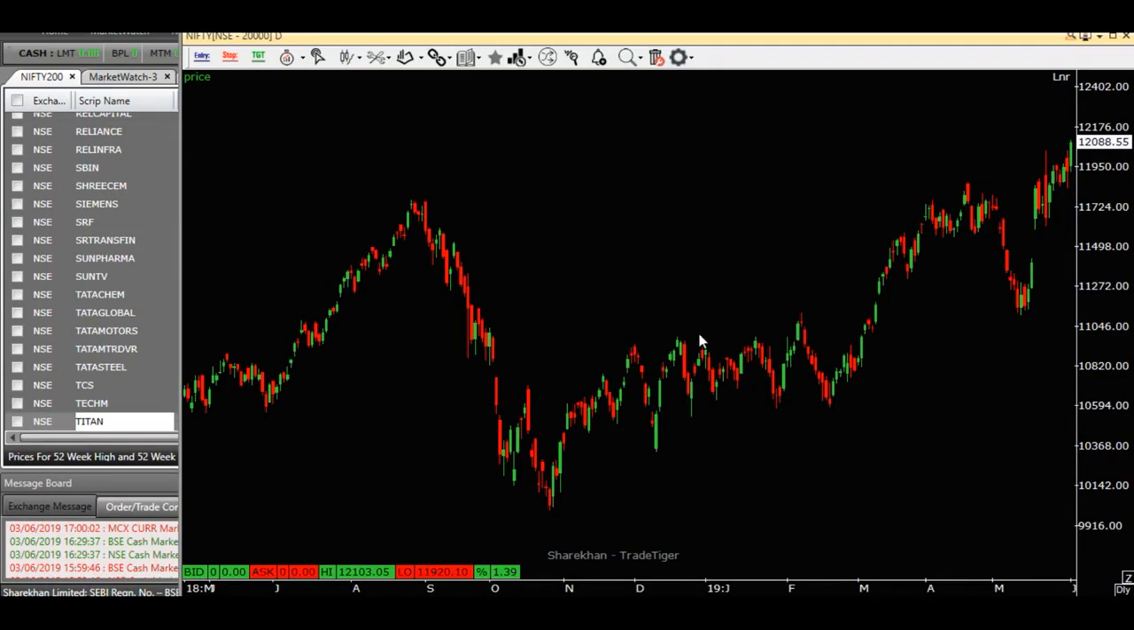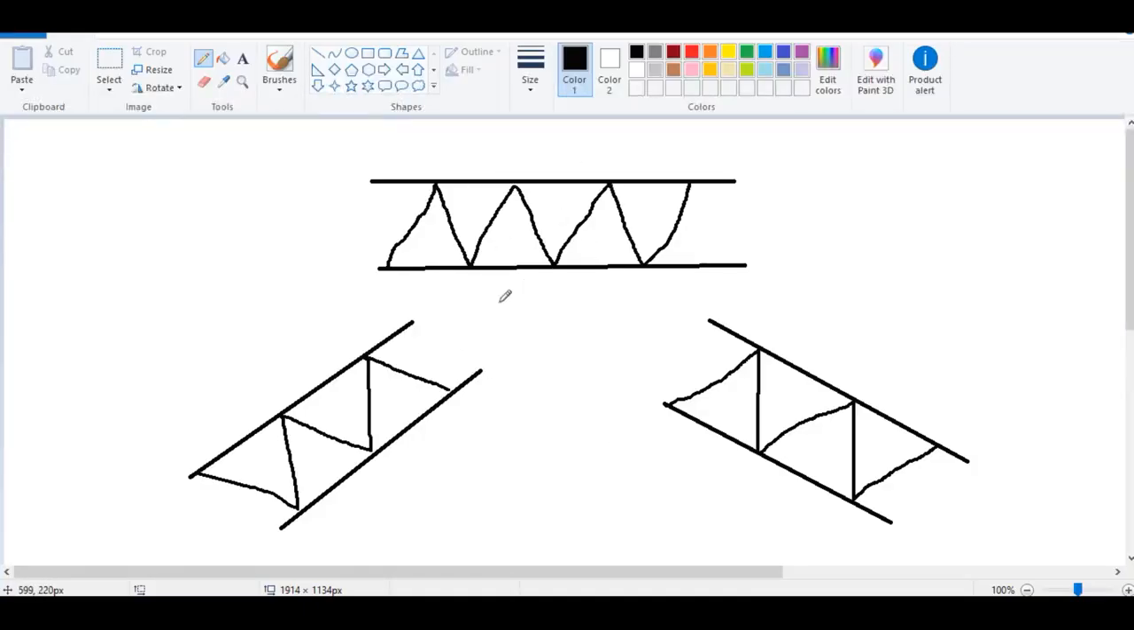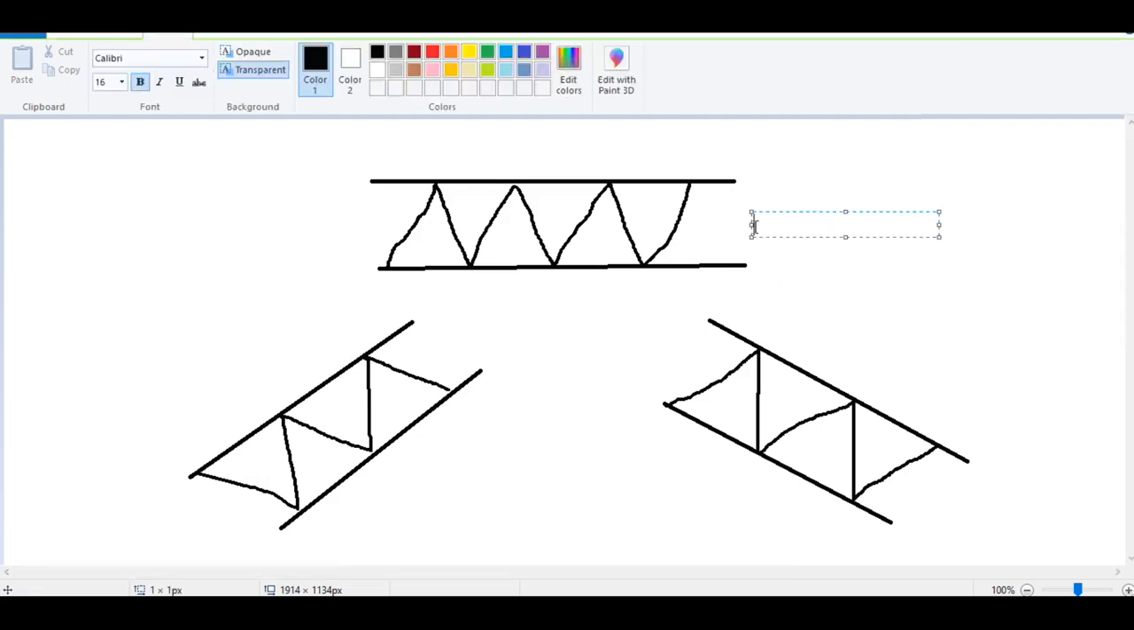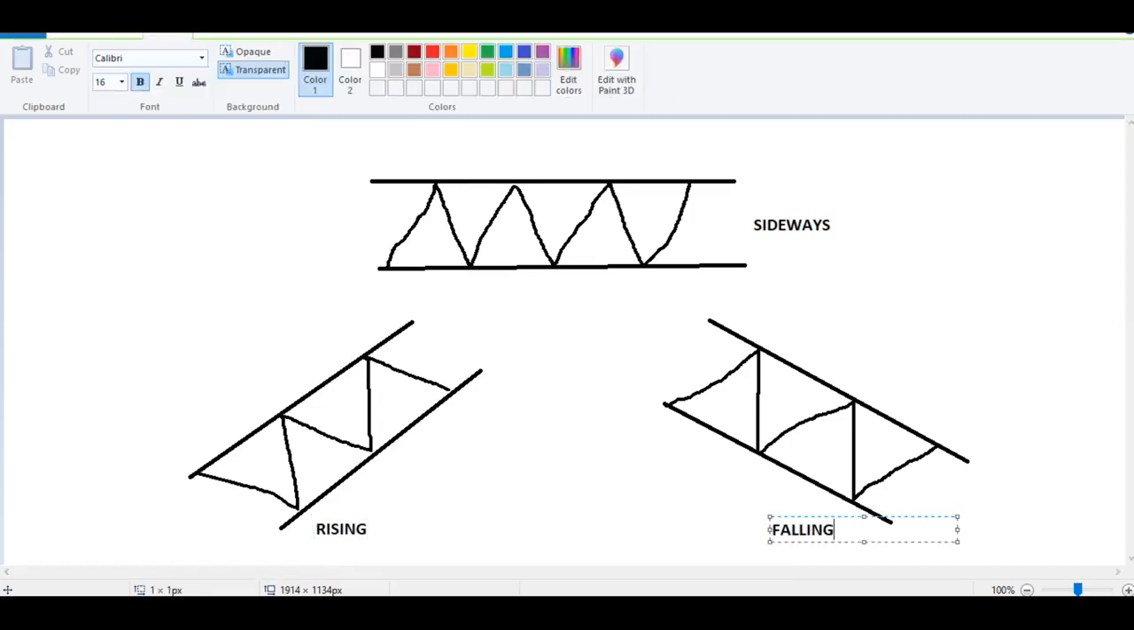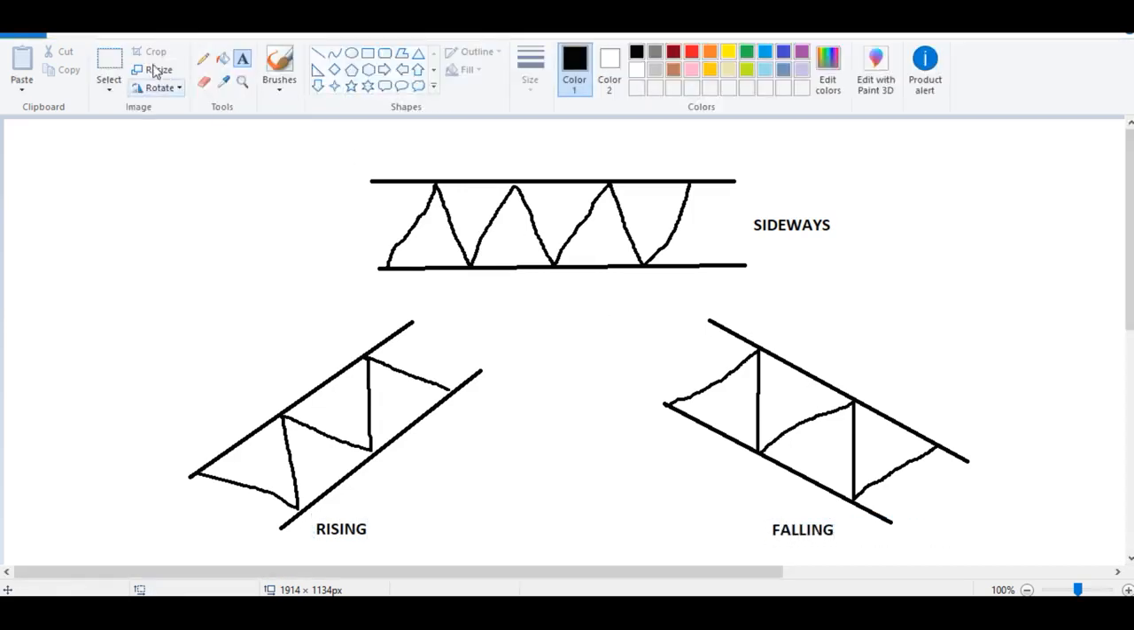So now let's look at another pattern called channels. Okay, so we have three types of channels. One is called a sideways channel. Another one is rising channel. And the third one is a falling channel.